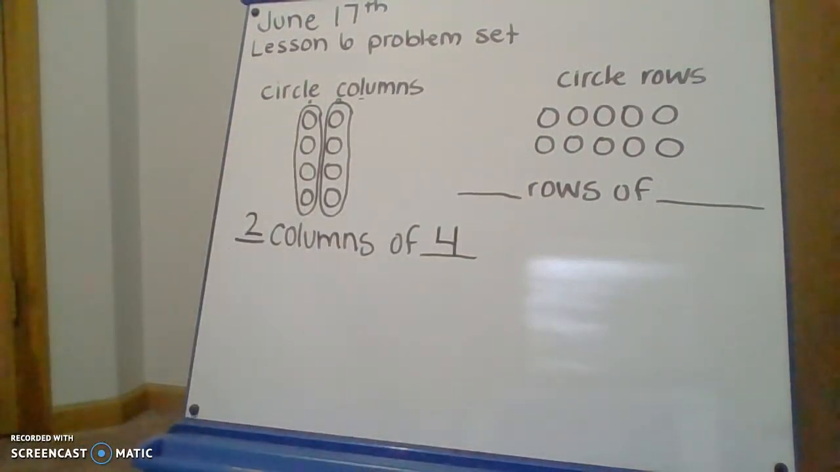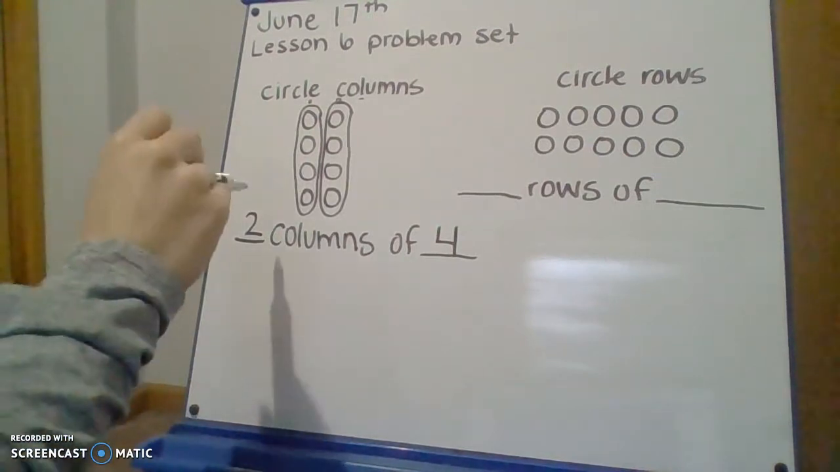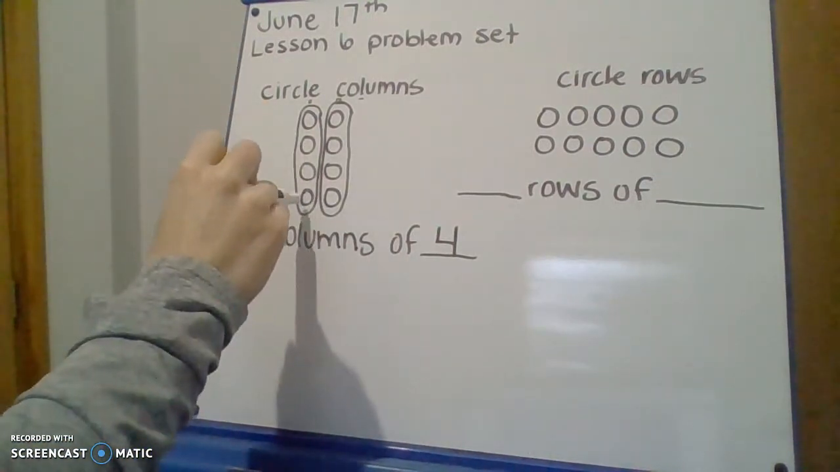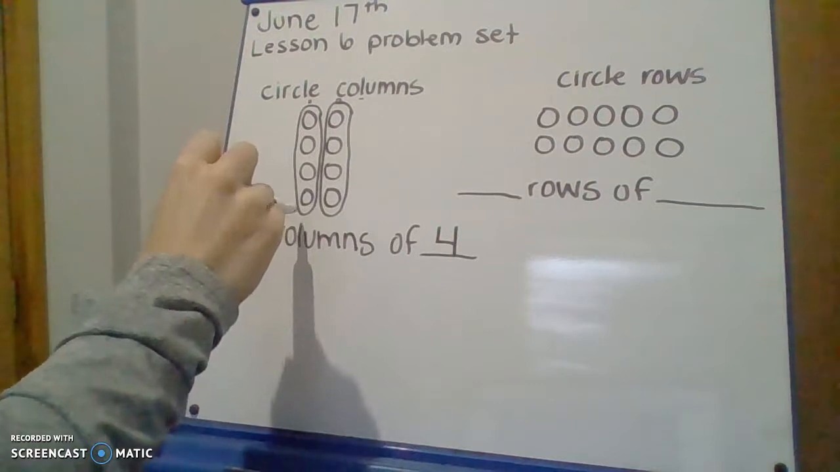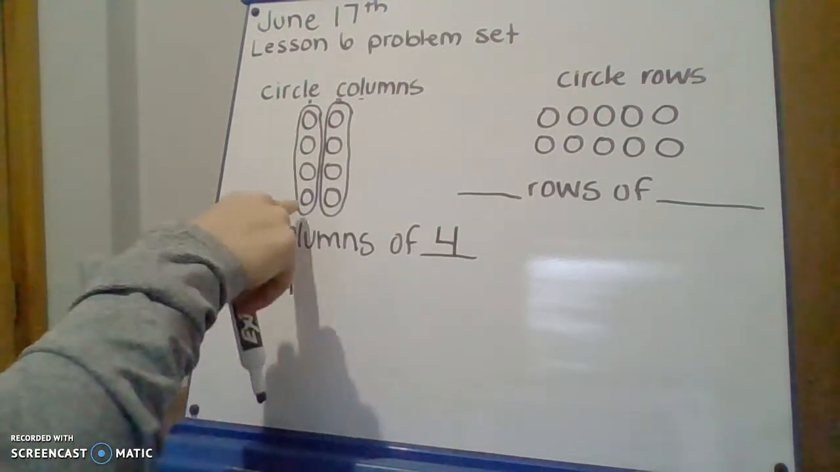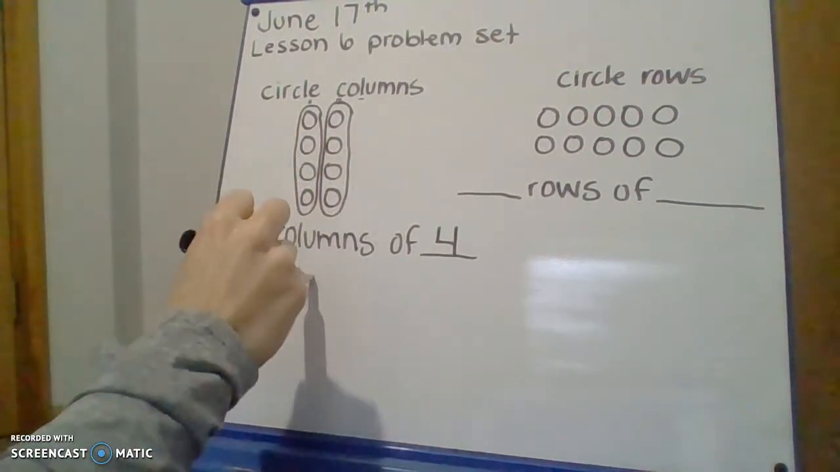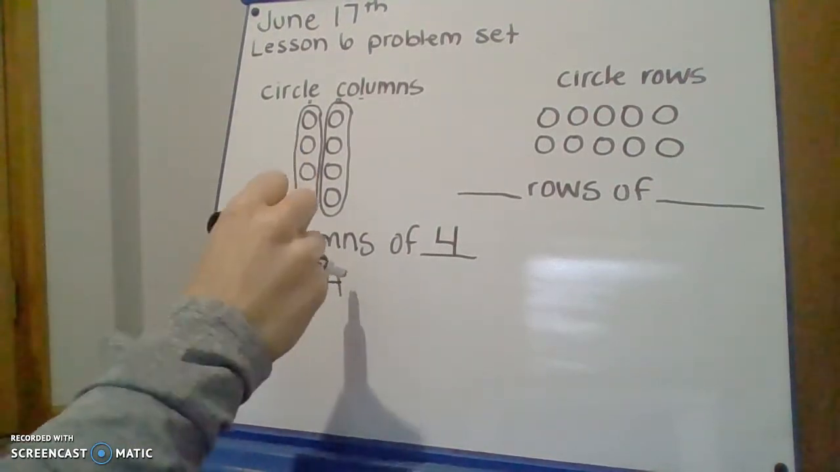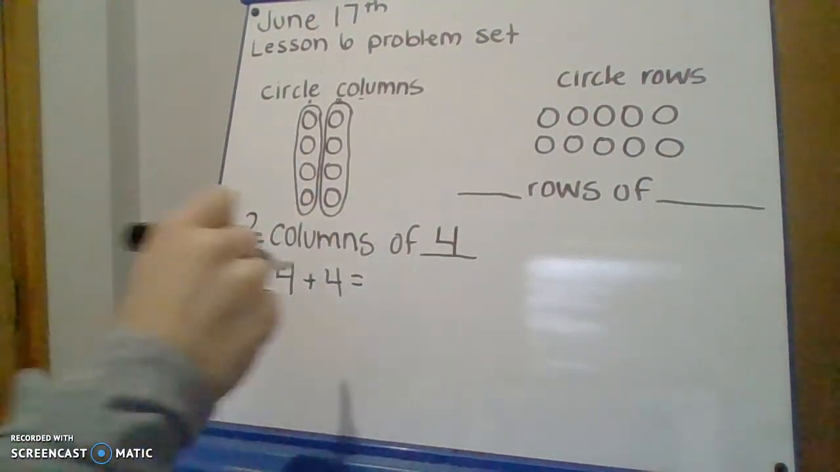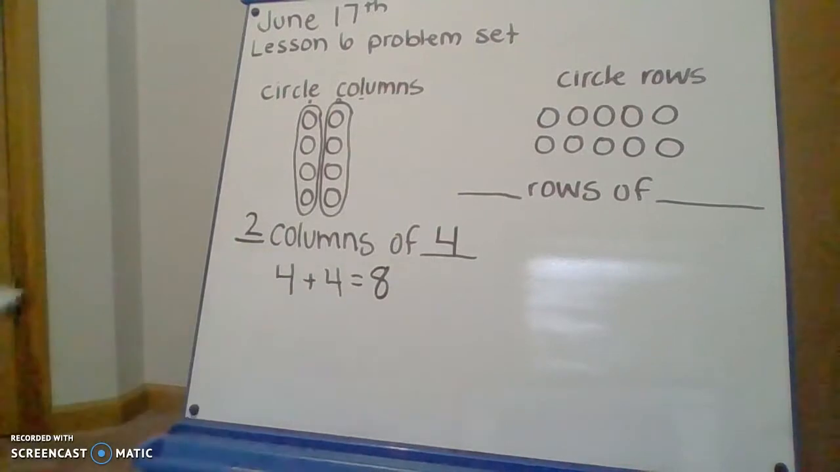So how I would solve this is I would do, there's 4 in this column, and then there's 4 in the next column. So we do 4 plus 4, which is going to give you 8. So there's 8 total. That's your repeated addition sentence.